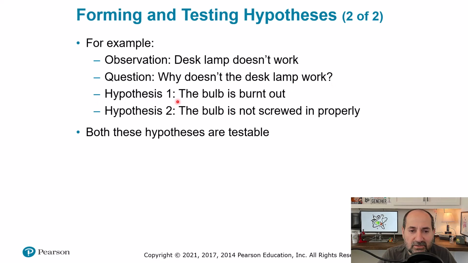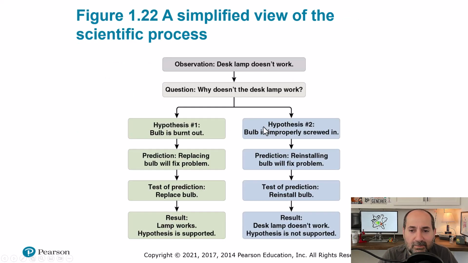So hypothesis one is the bulb is burned out. Hypothesis two is the bulb is not screwed in properly. These are good hypotheses. What if there was a third hypothesis that said there's evil spirits, or there's just a hex on the lamp? Then that would not be a good hypothesis. Even though it's stated properly, it's not testable with an experiment, right? So remember that.